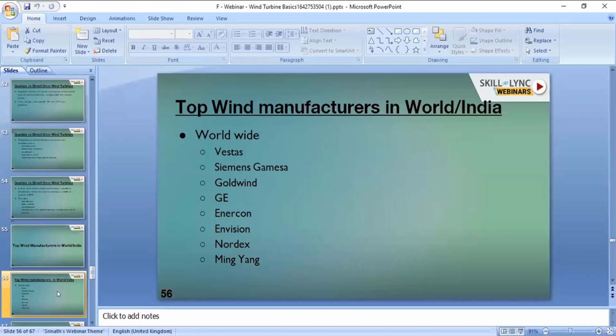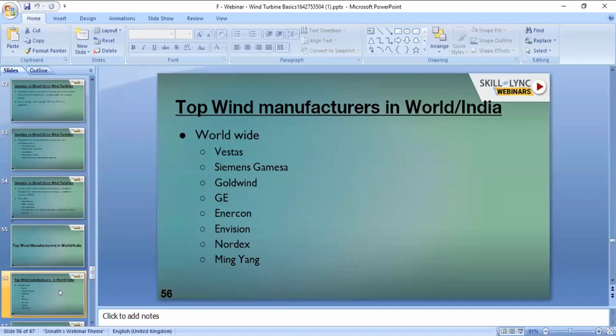Then Enercon is from Germany. Envision is from China. Nordex is from Germany. Mingyang is also from China. And the top countries which are manufacturing or have installed capacity all over the world, the first, as we all know, is China. Second is USA. Third is Germany. Fourth is India. And fifth is Spain.